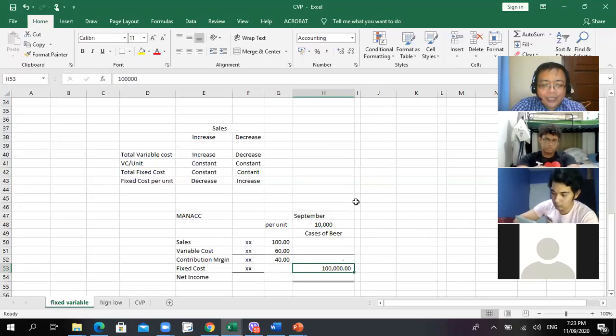For example, in September, you have 10,000 cases of beer. What do you prefer, San Mig Light or Red Horse? Let's say Red Horse. San Miguel produced 10,000. How much is our net income for this year?